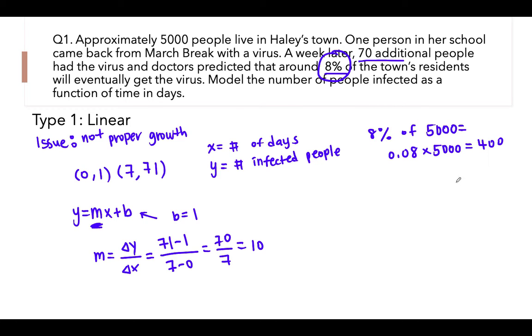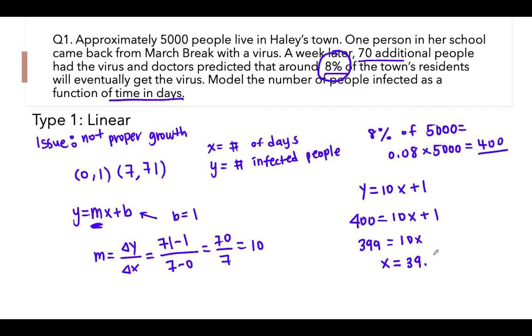So first, let's write down the equation. y is equal to 10x plus 1. But we understand how many people? 400 people. So 400 is equal to 10x plus 1. Why? Because we're looking for the time. They're asking for time in days. So then I move this 1 to the other side: 399 equals 10x. x is equal to 399 divided by 10.